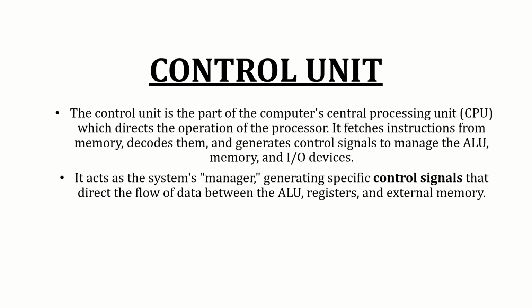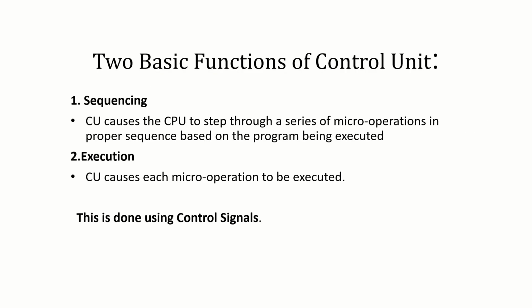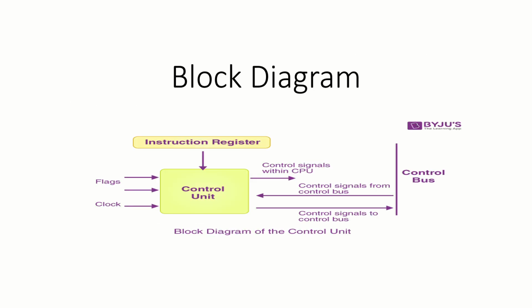Let's quickly recap. First, we learned about the control unit, a part of the CPU which directs the operations and performs three phases: fetch the instruction from memory, decode it, and then generate control signals to perform the task for the ALU. Then we saw its two basic functions. The first one is sequencing, ensuring each macro operation is in proper sequence, and then executing them in that sequence.